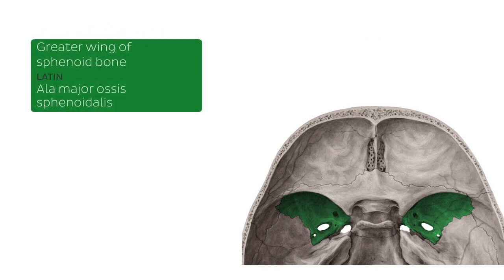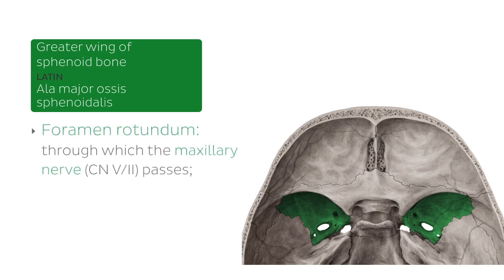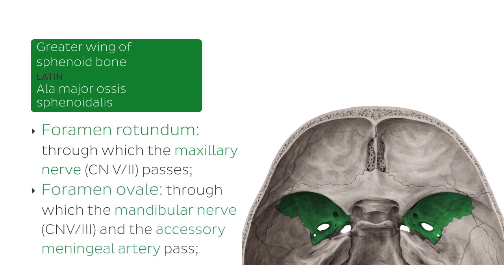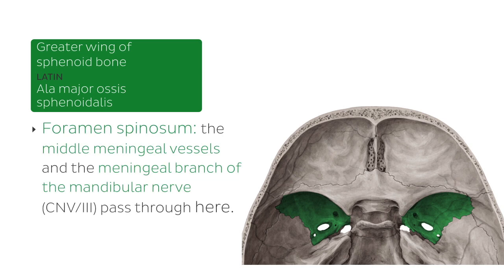The greater wings of this bone arise posterolaterally from the body of the sphenoid. There are 3 important openings or foramina visible on the greater wings from this aspect. One of them is the foramen rotundum, through which the maxillary nerve passes. There's also the foramen ovale, through which the mandibular nerve and the accessory meningeal artery pass. And the other one is known as the foramen spinosum. Here, the middle meningeal vessels and also the meningeal branch of the mandibular nerve pass through.